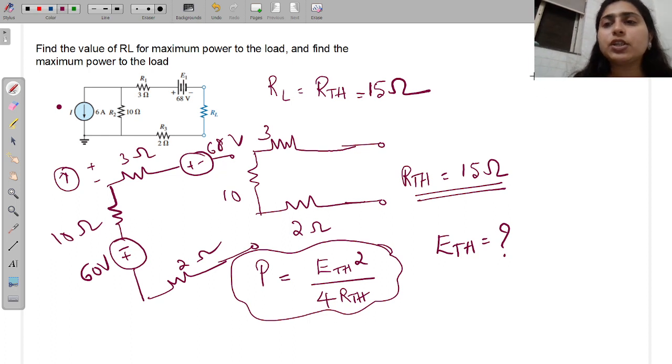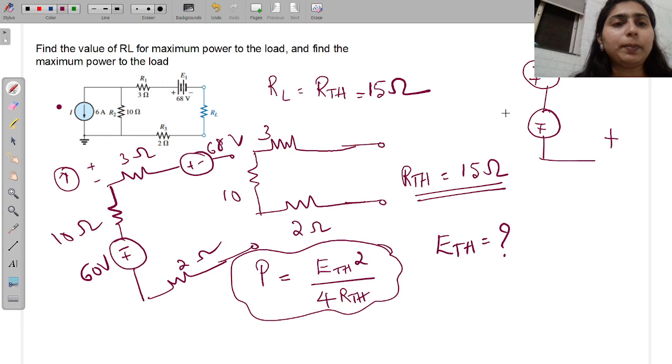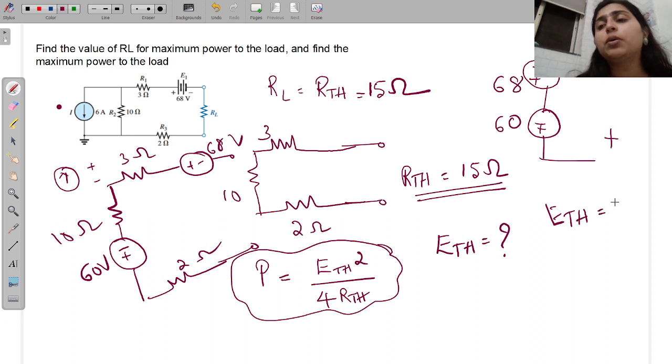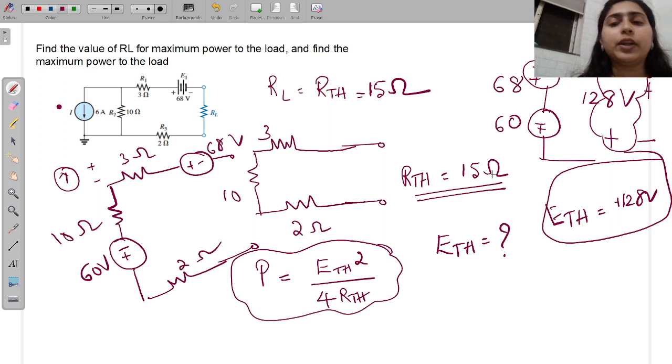ETH will be like this. This value will be equal to 68 plus 60. That is, ETH will be equal to minus 128 volts if you are taking in this direction. But if you take the other direction, that will be 128 volts. So ETH will be equal to 128 volts.